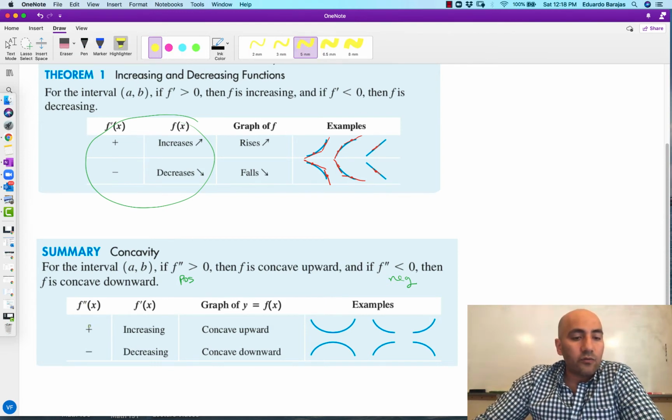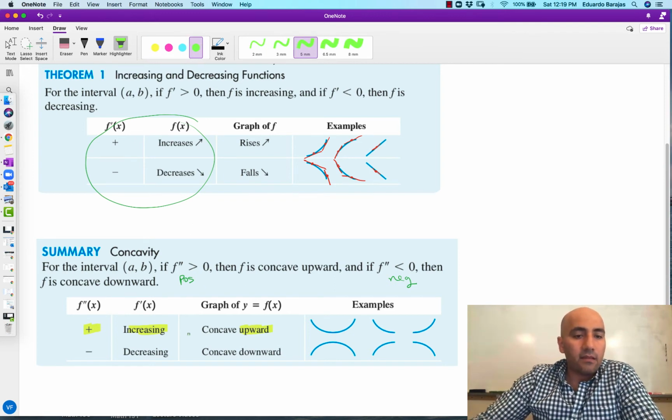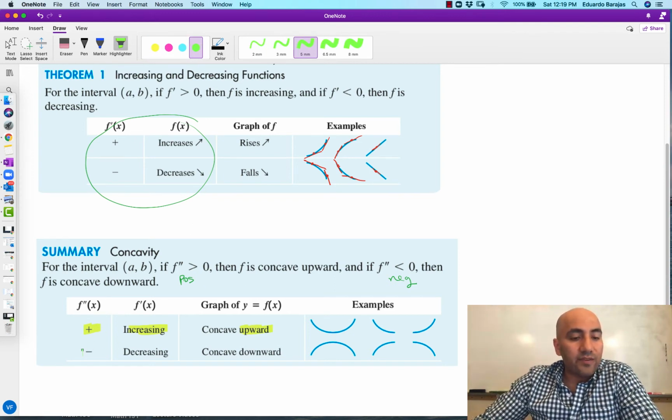So second derivative positive, first derivative increasing, we end up with a concave upward, right? First derivative increasing, second derivative positive, concave upward. All positives. Positives, increasings, upwards. And then the other side, second derivative negative, first derivative decreasing, underlying function downward. Down, down, decreasing, negative, right? And what happens here? It's concave downward. It has a sad face.